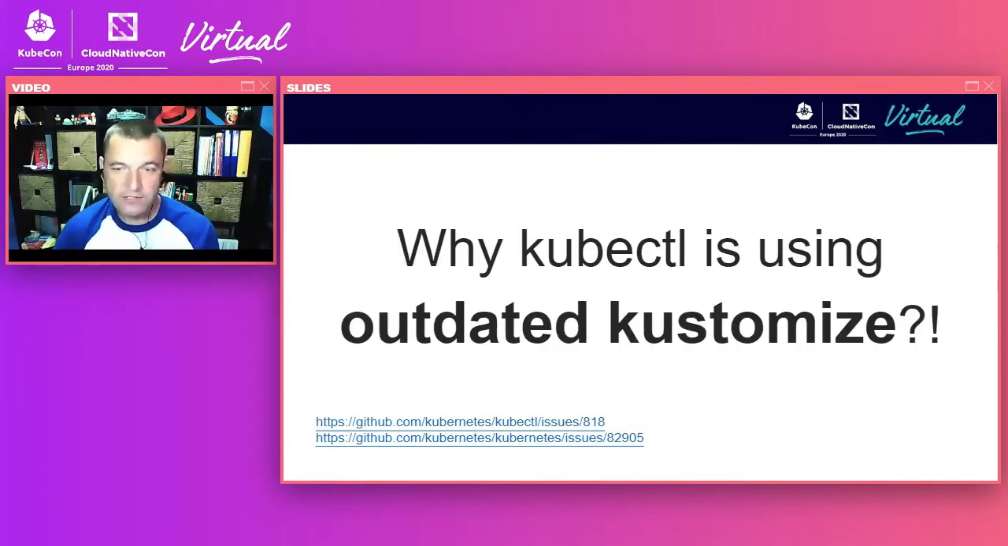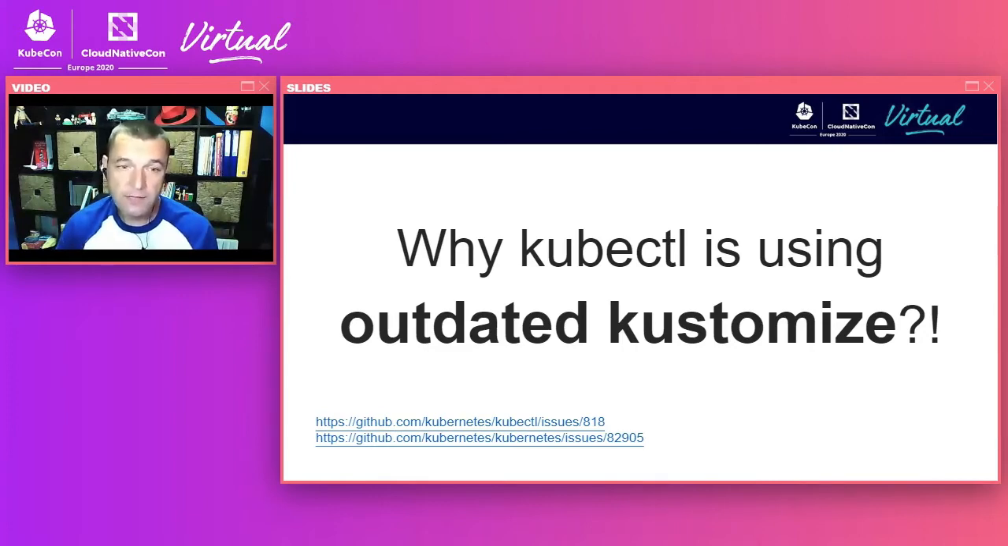The next question that we are being frequently asked is why kubectl is using such an outdated kustomize. We have some probably 1 point something version when currently kustomize is at version 3. So the problem that I just described about the moving to staging repository, the dependencies that we have, this is the reason that we cannot vendor or upgrade to newer version of kustomize.